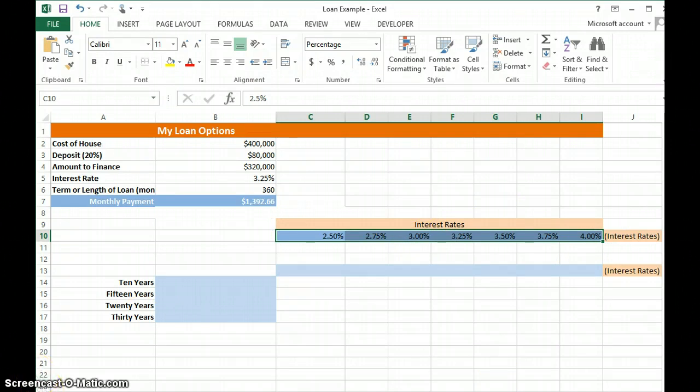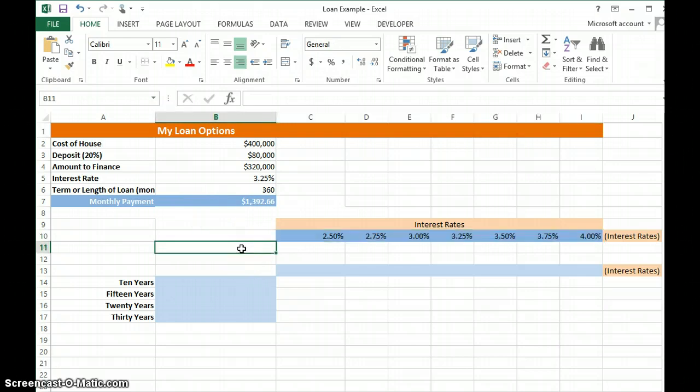Okay. So now what we're going to do is the one variable data table, which will essentially provide us with the information that gives us the monthly repayment rate for each of these values. The first thing that we need to do is to include the monthly payment from the scenario above in this table by putting it in this cell here. So we just say equals, and we click on that. That needs to be in there.